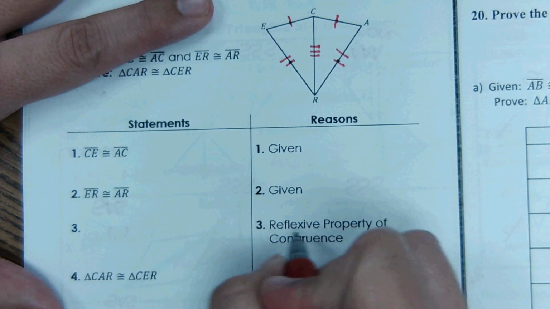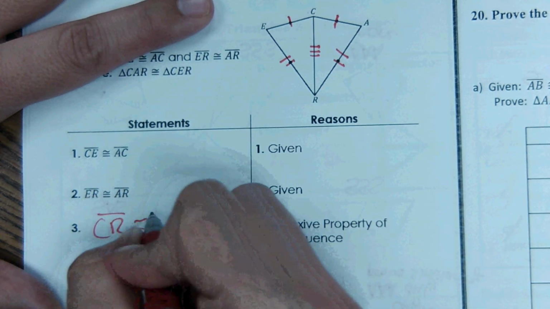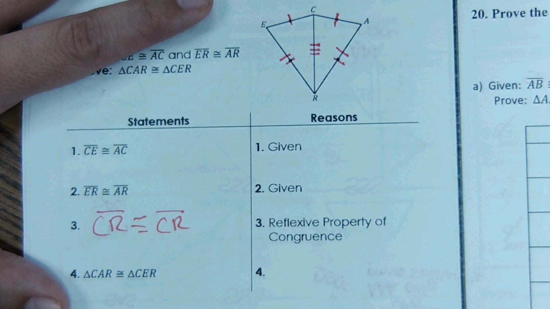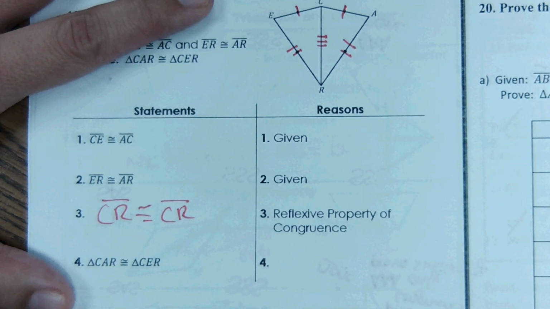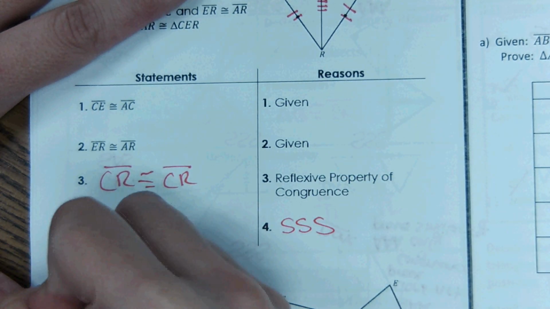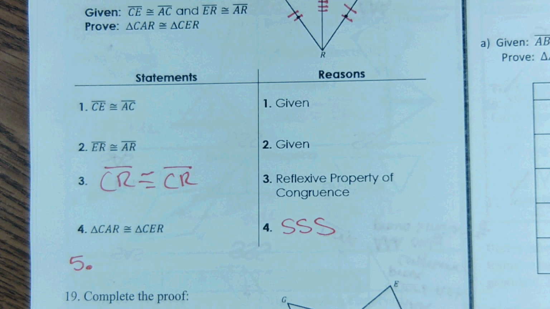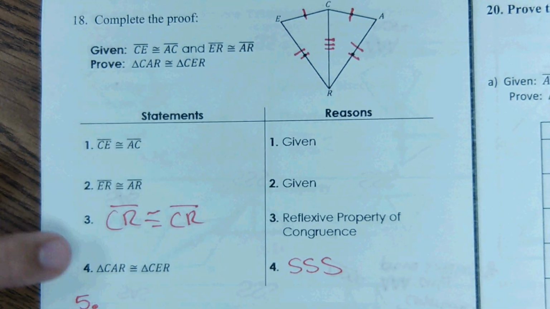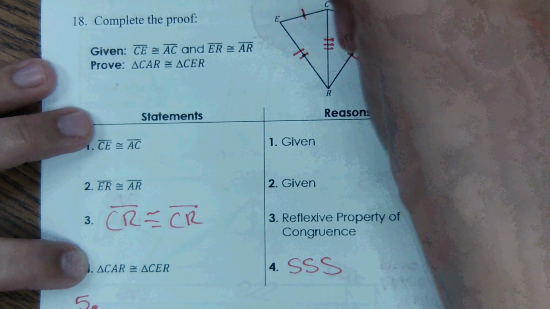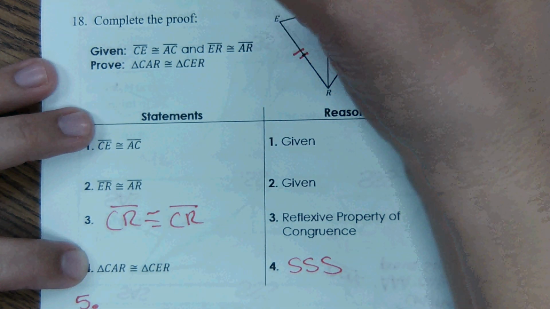Well, I have side, and then a shared side. So if I just prove that this side is equal to itself, then I have side. And that's exactly what it's looking for. So reflexive property is CR is congruent to itself, CR. And then we can prove that those triangles are congruent because of side.